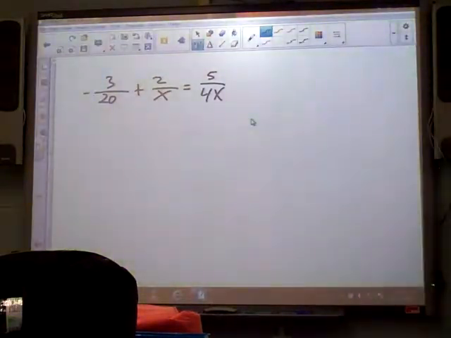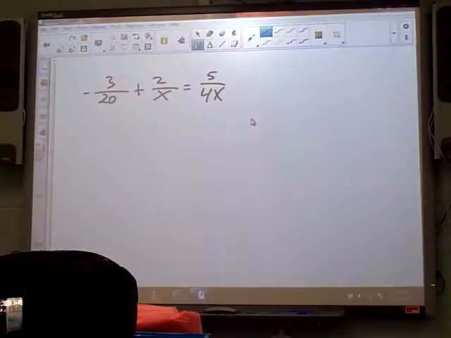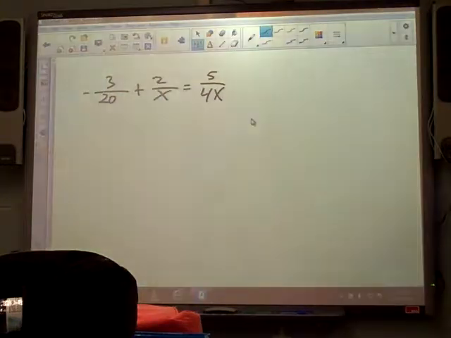Alright, we've got negative 3/20 plus 2 over x equals 5 over 4x. Before Thanksgiving break, we were working with fractions, rational expressions. Now we've taken it another step farther and made it an equation, solving the actual equation. We're good equation solvers, but a lot of us don't like fractions. So the plan of attack is to get rid of the fraction and make it a normal old plain equation. I can get rid of this fraction by multiplying the whole equation by the common denominator.